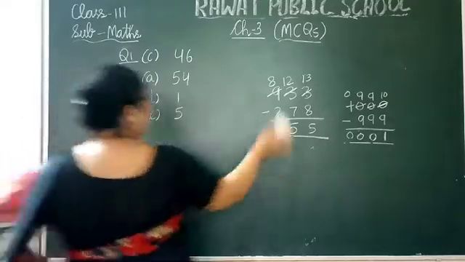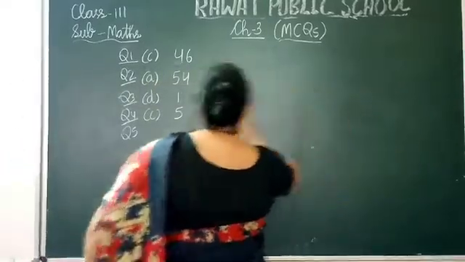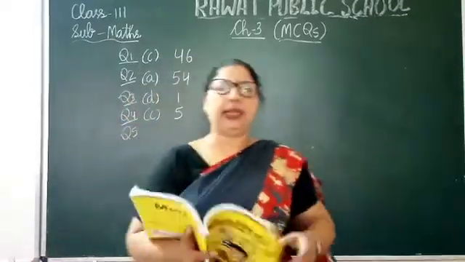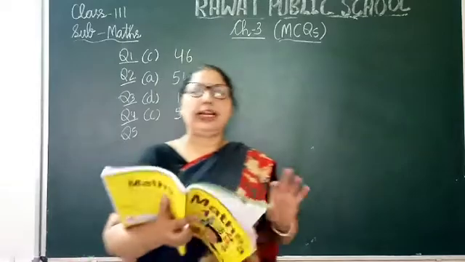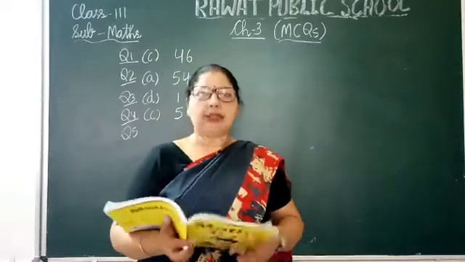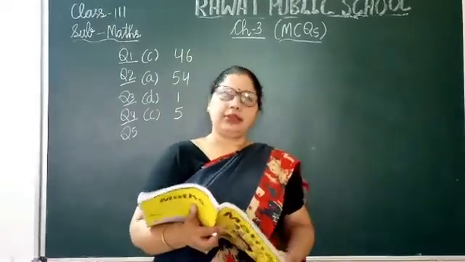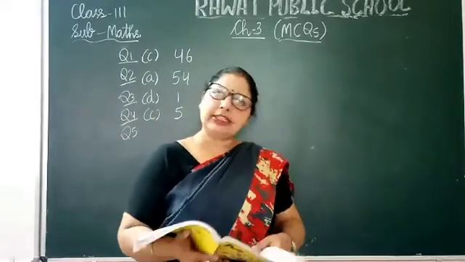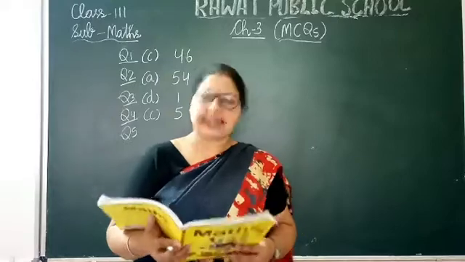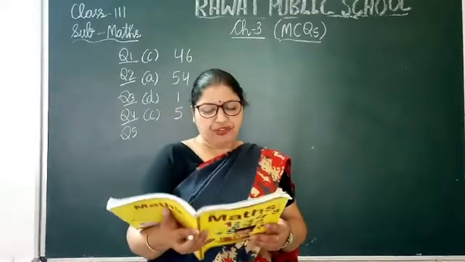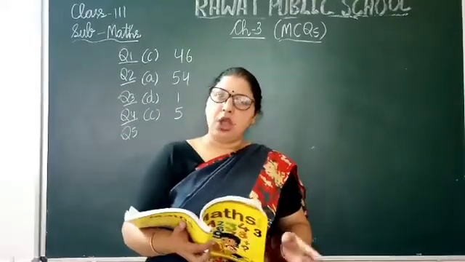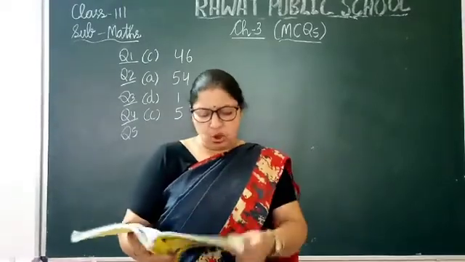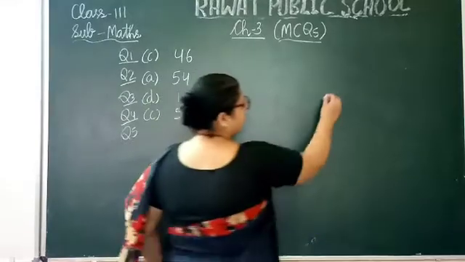Now, question number 5. Students, listen carefully to this question. This is a little bit difficult for you, but I will explain it, then you will solve it very easily. There were 720 girls in a school. There were 250 fewer boys than girls. So we subtract 250 from 720.